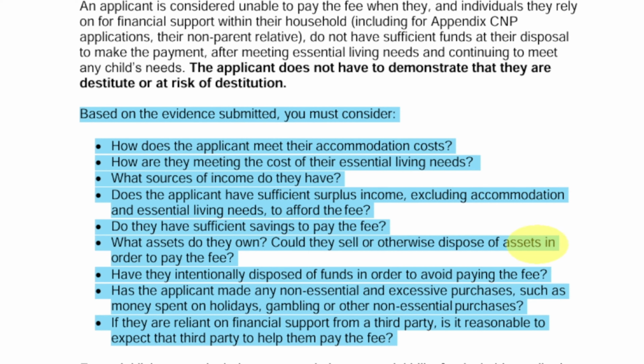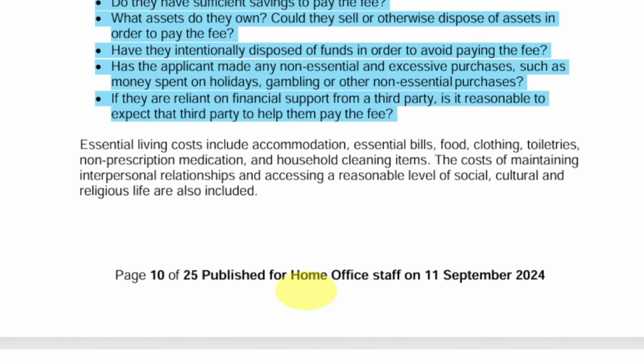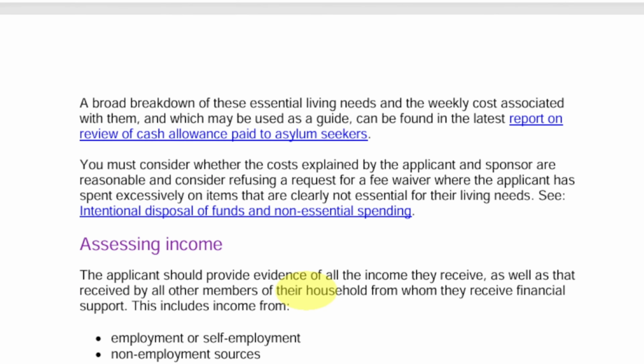Has the applicant made any non-essential or excessive purchases, such as money spent on holidays, gambling, or other non-essential purchases, which will reflect in your bank statement, etc.? If they are reliant on financial support from a third party, is it reasonable to expect that third party to help them to pay the fees? Now, if we go down in this application, they have provided about the third party as well. This is also another important thing.